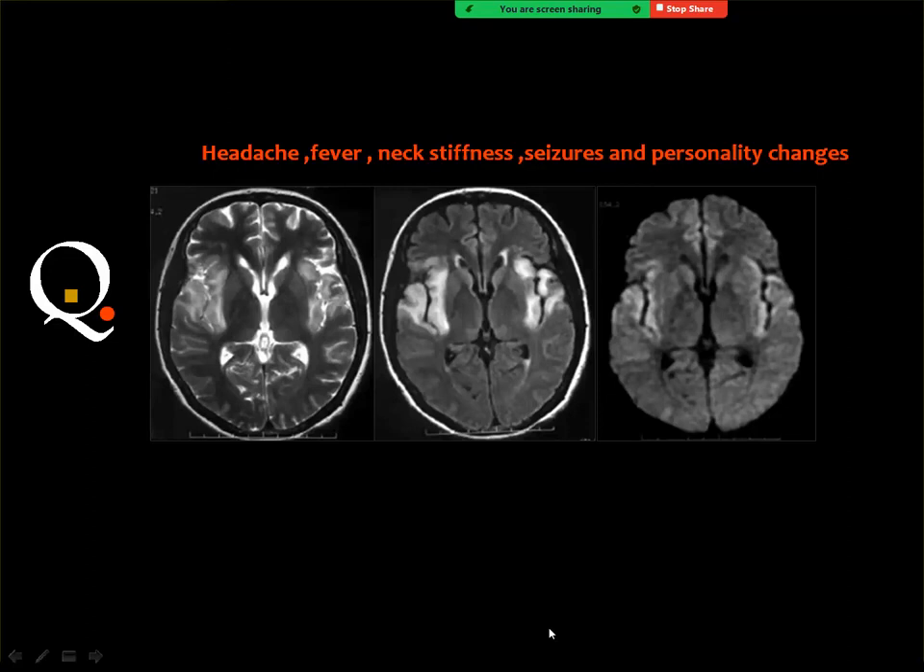The next case is a patient with headache, fever, neck stiffness, and seizures. Also with personality changes.